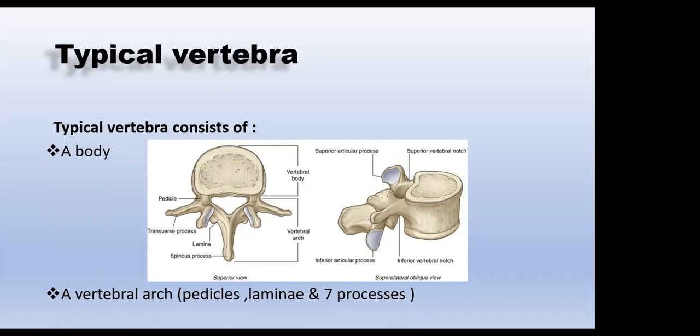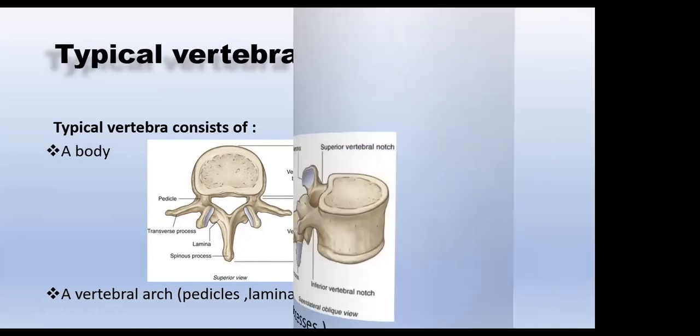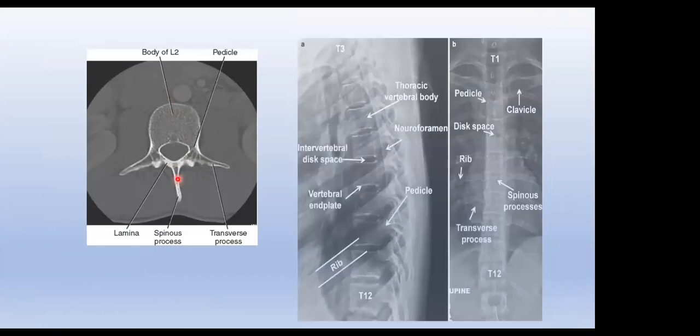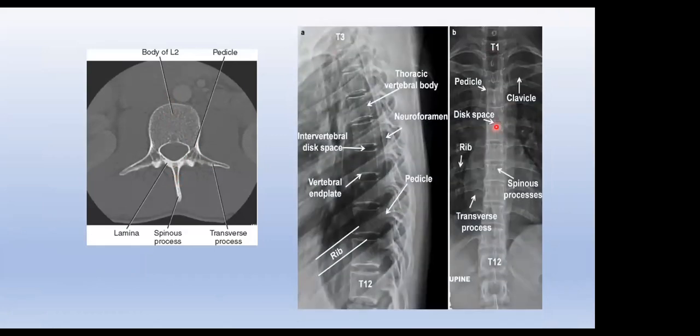Here we have an axial CT scan of the vertebral column. We can detect the vertebral body, pedicle, transverse process, lamina, and the spinous process. And here we have AP and lateral X-ray showing the pedicle, intervertebral disc space, spinous process, and transverse process. In addition to that, we have the clavicle and ribs.